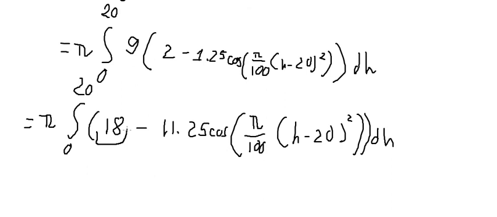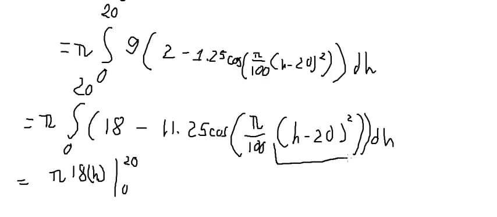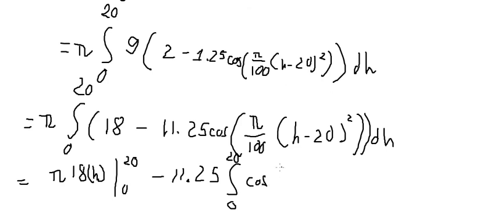So the integration of this one is so simple. So we will have 18h, and we have the bounds from 0 to 20. But for this one, we don't have the formula for h minus 20 to the power of 2. So we can use technology to calculate this one. We have b in here because we have b multiplied by this one in here.